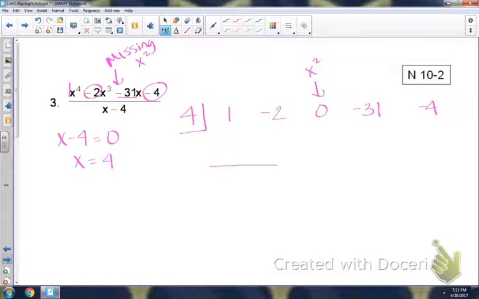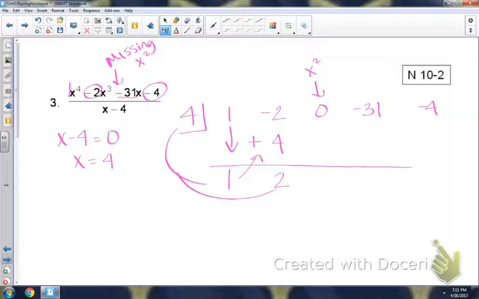Okay, so leave a little space. Bring down that first one, which is a 1. We're going to multiply 4 and 1 to get 4. That's going to go here. We are adding these. -2 plus 4, you're going to get 2. 4 times 2, we're going to get 8. 0 plus 8, we get 8. 4 times 8, we get 32.